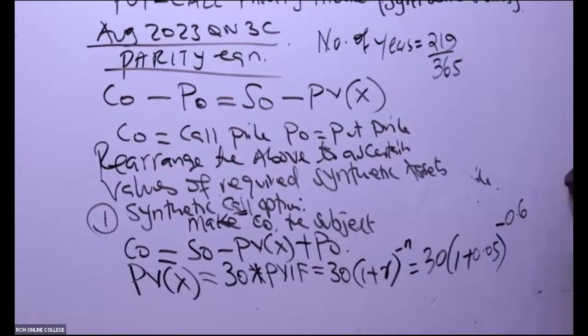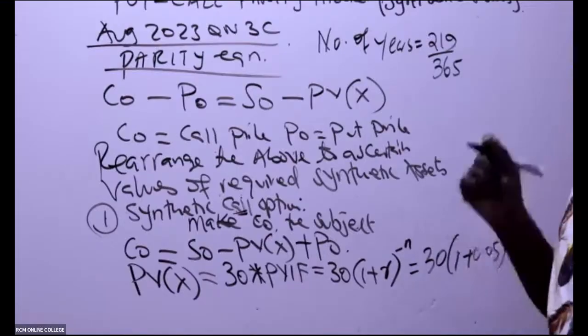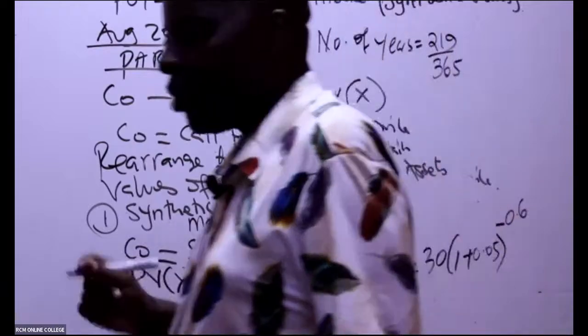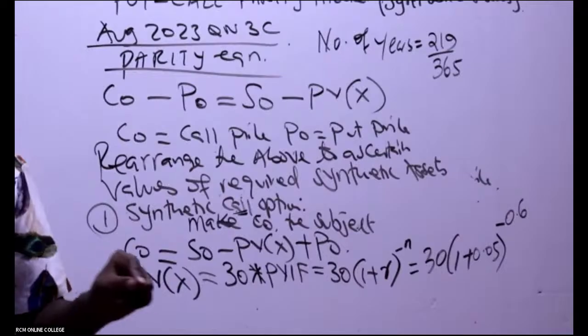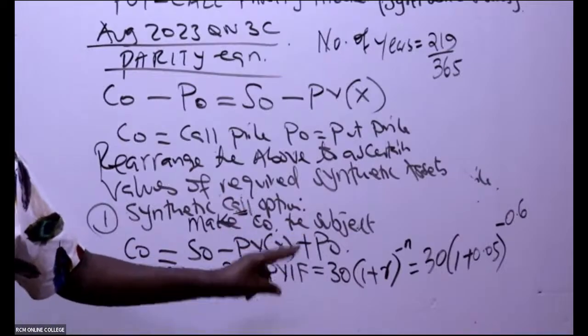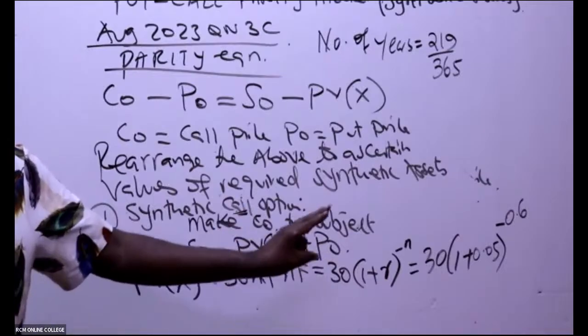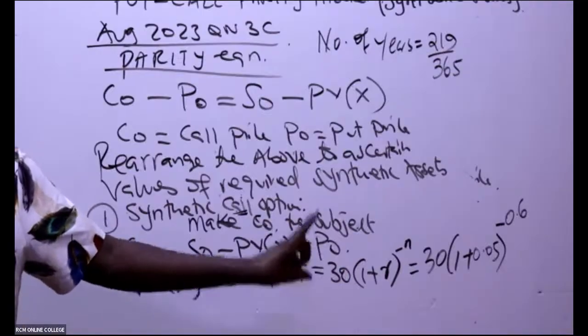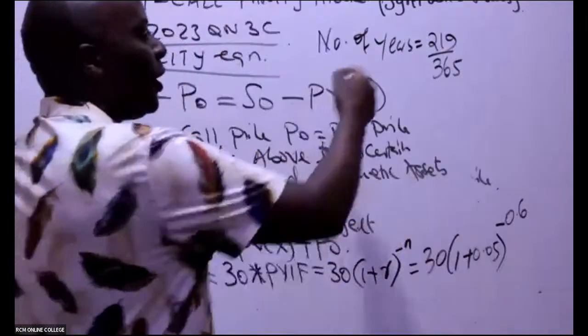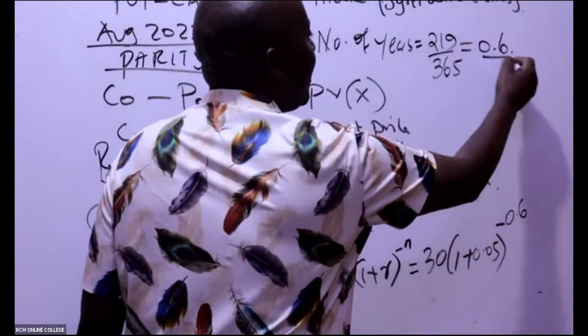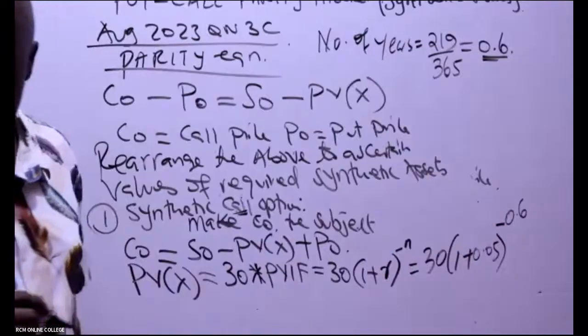So is there somebody who can give me this PV of the exercise price? Everybody must ensure that they are able to raise. You say 30 times into brackets, 1 plus 0.05 close, and then you say raised to. You'll be able to see the raised to like that. So in this case here, they are telling me that you have 0.6 years to expiration.